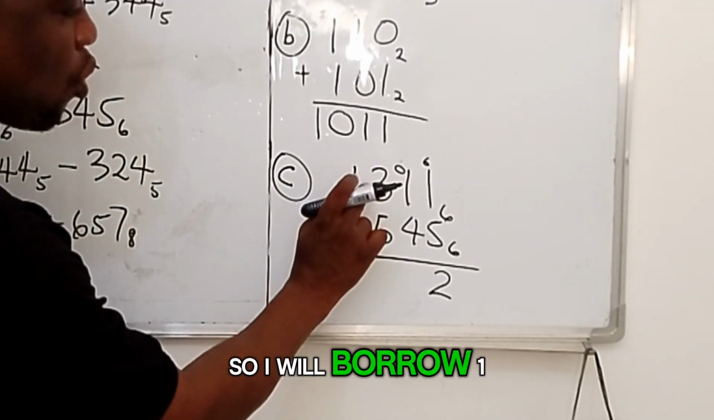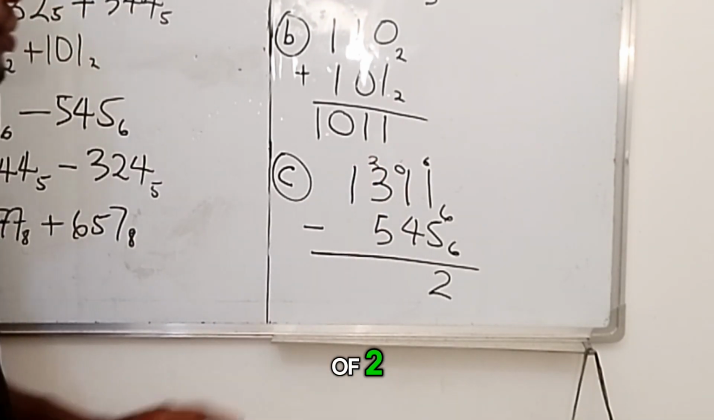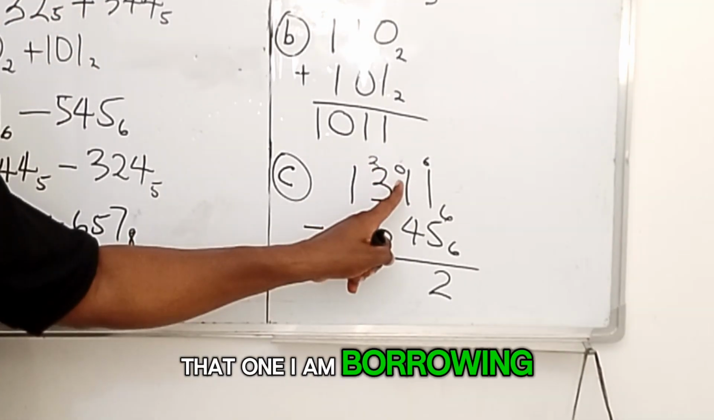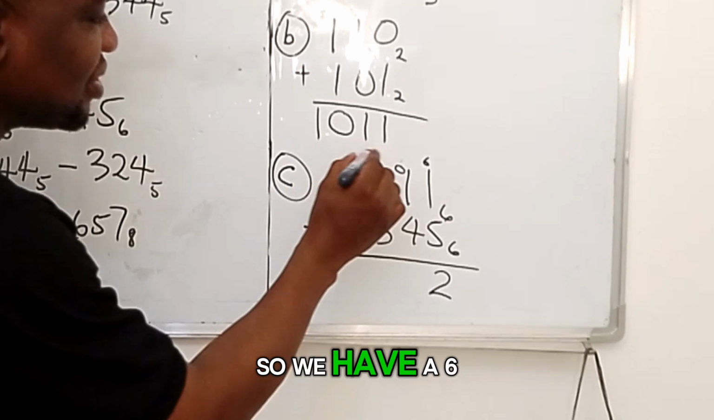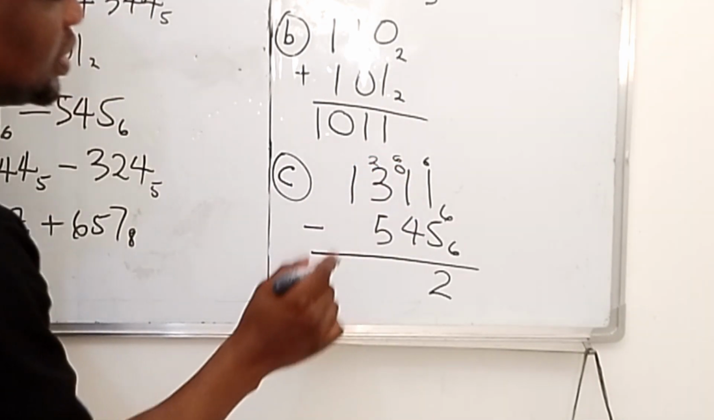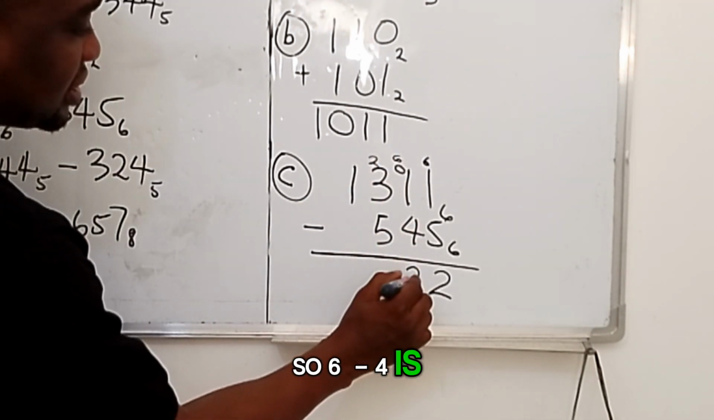So I will borrow 1 from here again, and I have a remainder of 2. That 1 I am borrowing is a what? A 6, because I'm counting in base 6. So we have a 6 here now. So 6 minus 4 is still a 2.